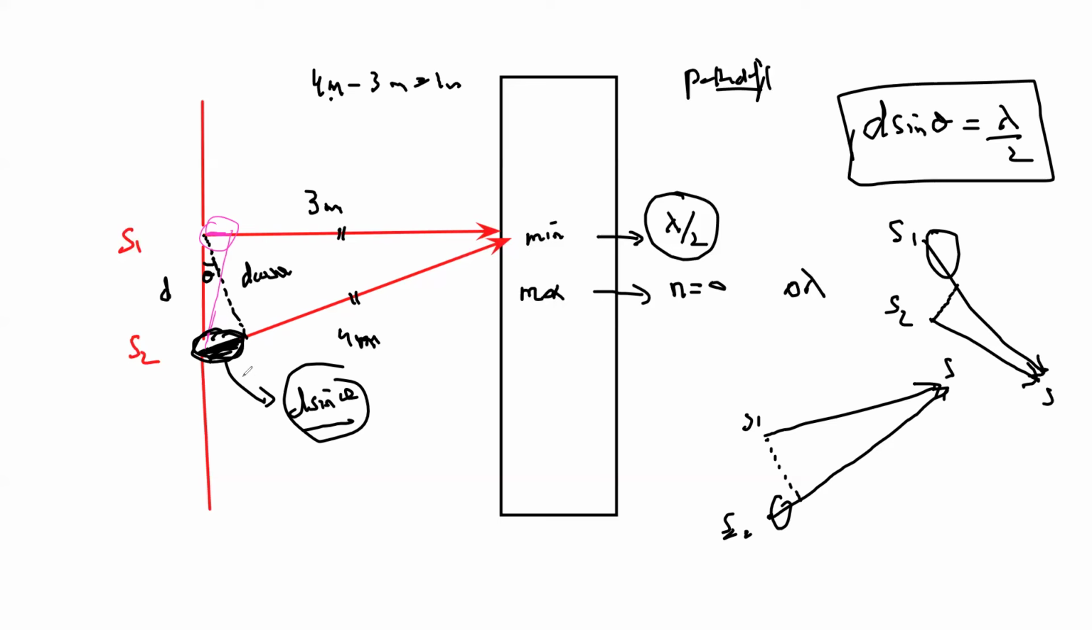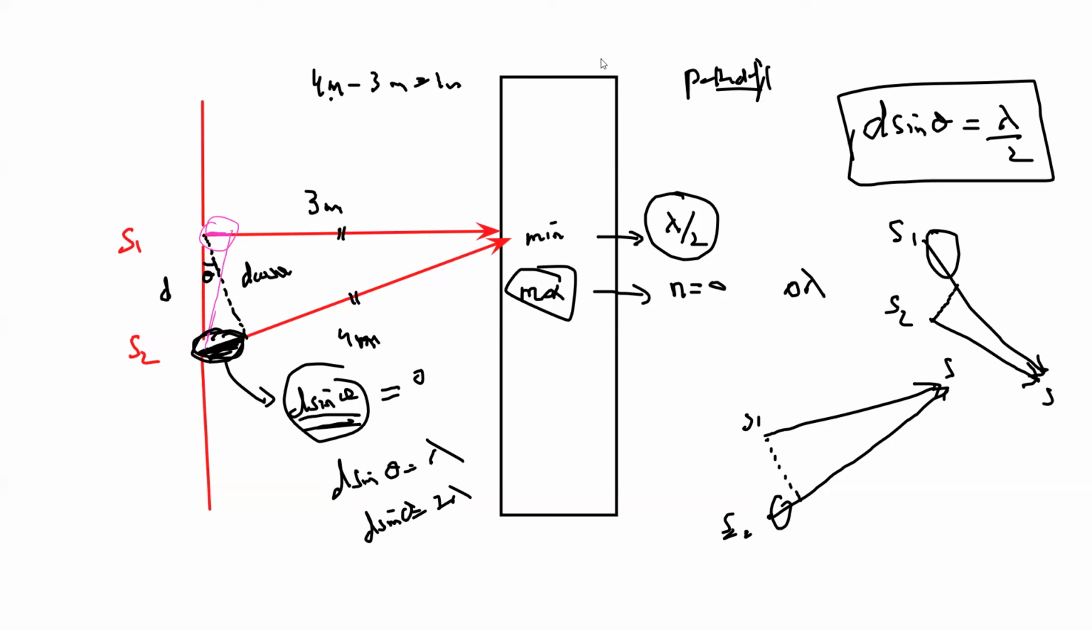And this distance, in terms of the angle from the position and the d, is always equal to d sine theta. So whenever the wave passes through the slits, the path difference is always d sine theta. When they meet on the screen, the path difference depends on the position where they meet. If they meet at the central, d sine theta will be zero. If they meet at the first maxima, the path difference will be lambda. If they meet at the second, the path difference will be 2 lambda.